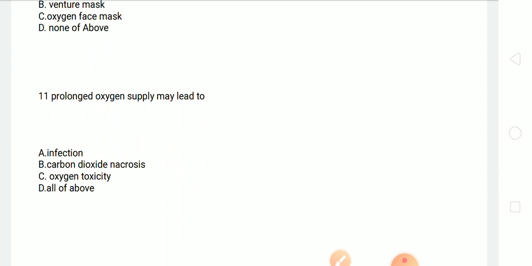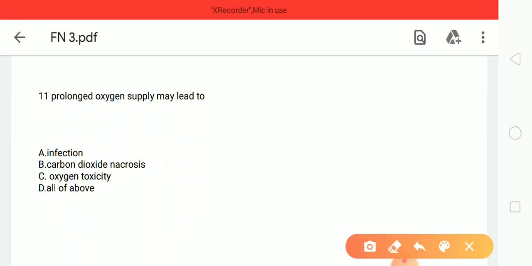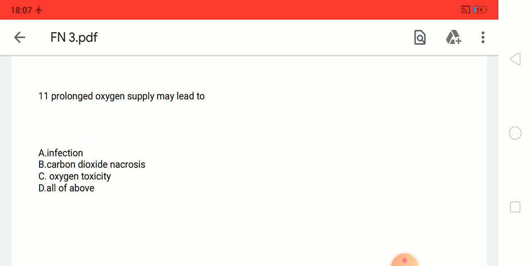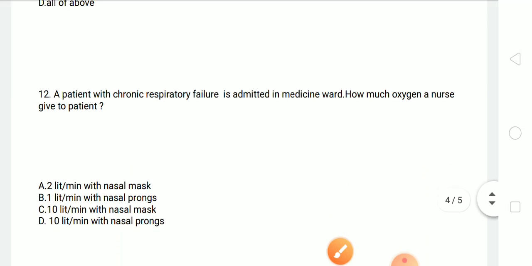Next, question number 11, prolonged oxygen supply may lead to. The complications of oxygen are asked in this question: option A is infection, option B is carbon dioxide necrosis, option C is toxicity. All of the above options are right. The correct option is all of the above.